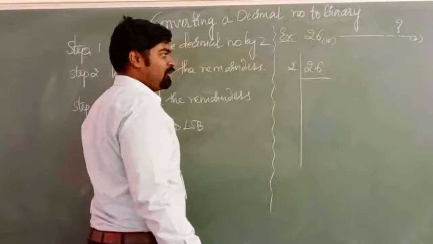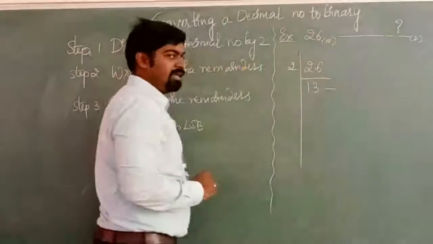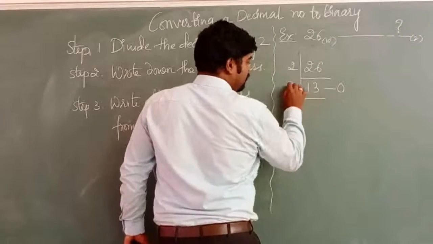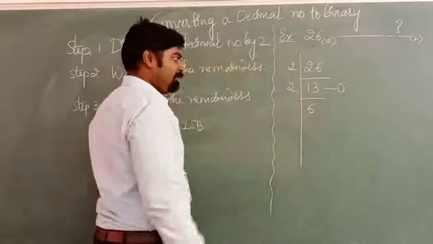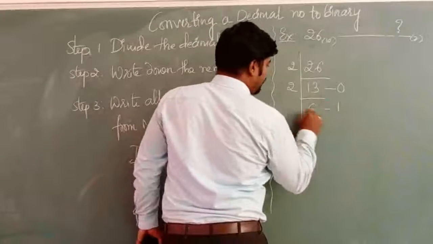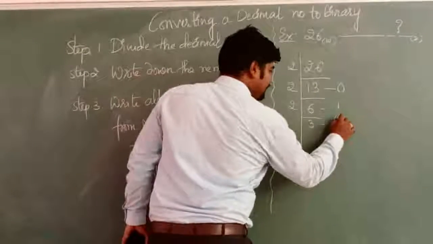2 how many times is 26? 2 times 13 is 26. After division, do you find any remainder? No. So it is 0. Next, 2 times 6 is 12, but you have 13 here. What is the remainder? 1. Then 2 times 3 is 6, the remainder is 0.